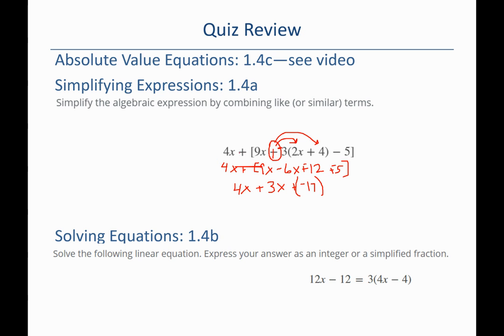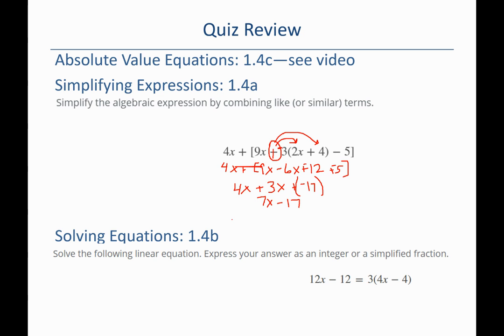And then I have this last part to do that was in front. 4x plus 3x is 7x. And I would write it like this. I'm not in favor of writing plus the negative because then you have to add the parentheses to it. So 7x minus 17 was your answer on that problem.